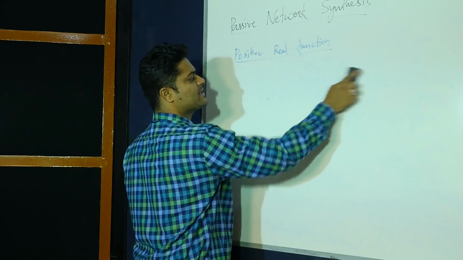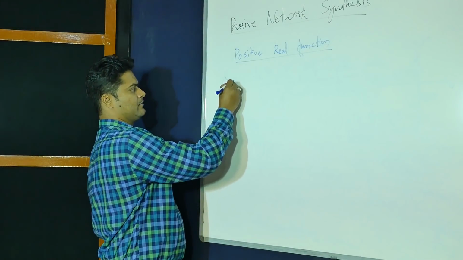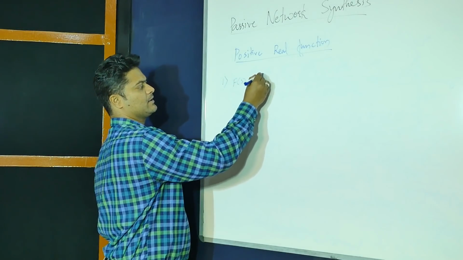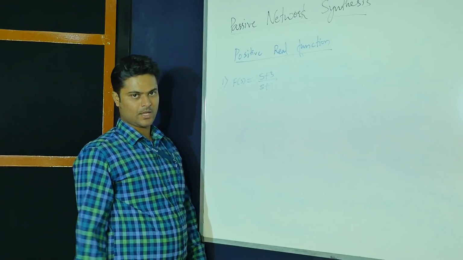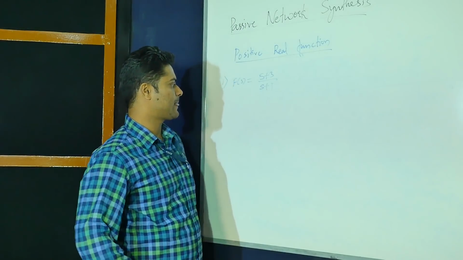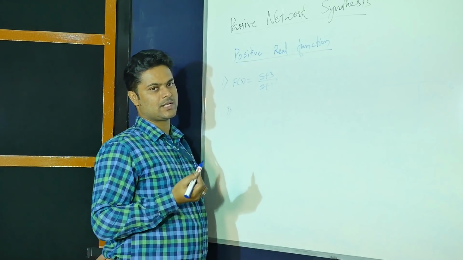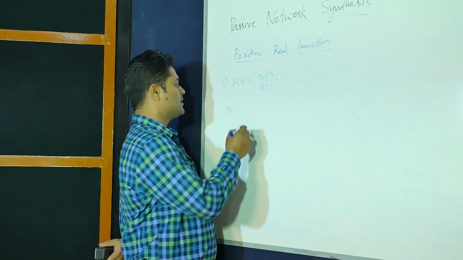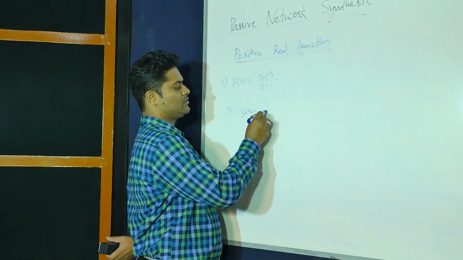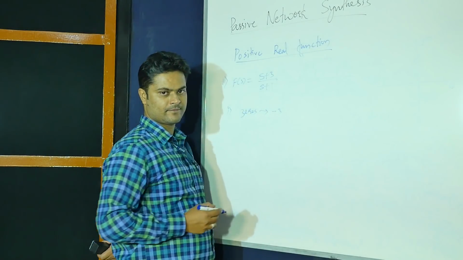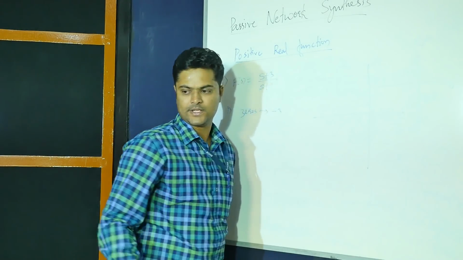Let me take one simple example in which my F of s is s plus 3 divided by s plus 1. So the first step is that we will know whether the poles and zeros are lying on the left side of s plane. Yes, the zeros. Which are the zeros? s is equal to minus 3. Yes, they represent here.